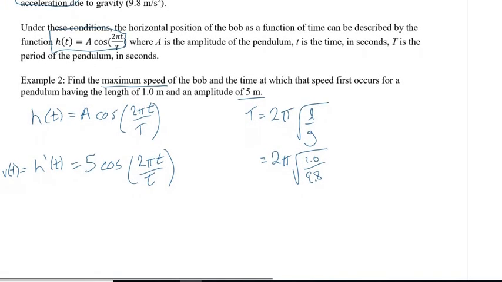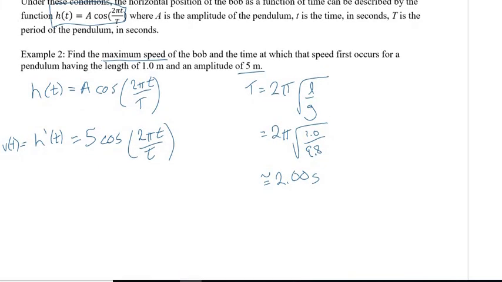Now, if you want, you can try and keep it exact. The math will be a little bit tricky, but just to make our lives a little easier, let's round this off. And we're going to say that this is about 2.00 seconds is our period. So that means our pendulum swings back and forth and comes to its original position again every 2 seconds. So, by the way, I did not write this correctly.